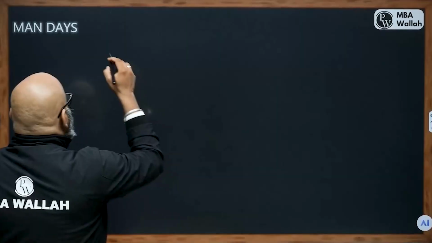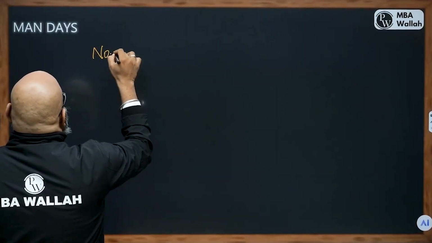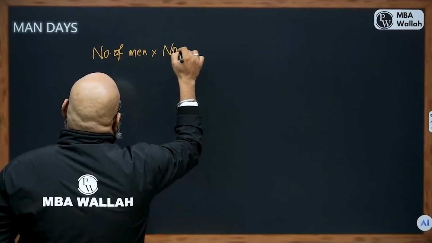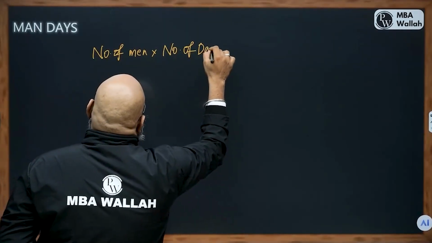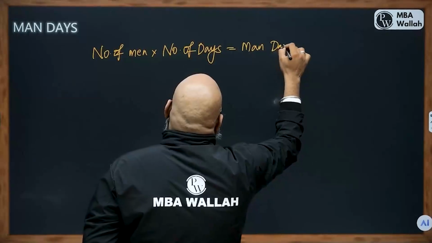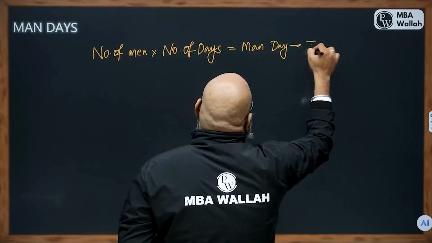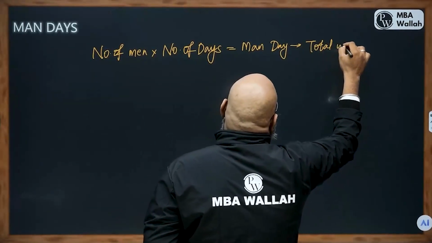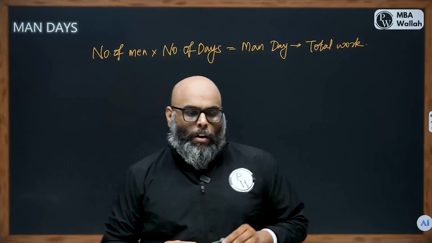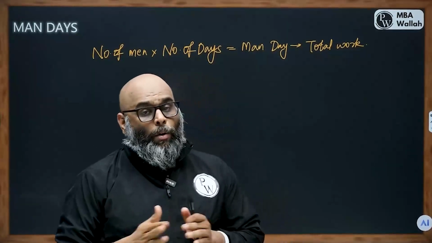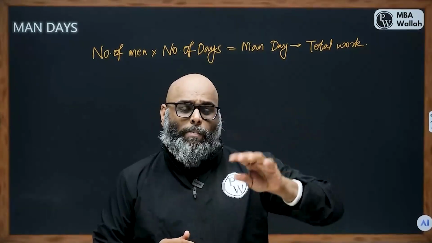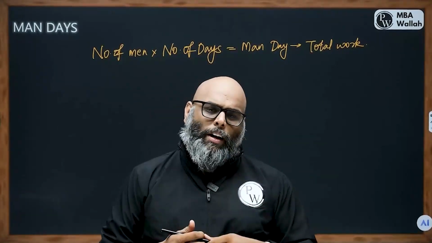In short, I say number of men into number of days. This man days is taken to be the total work. What do we mean here? Now, when I say 10 men can work for 10 days, in my head, I think about it as 100 man days. What do I mean by 100 man days?